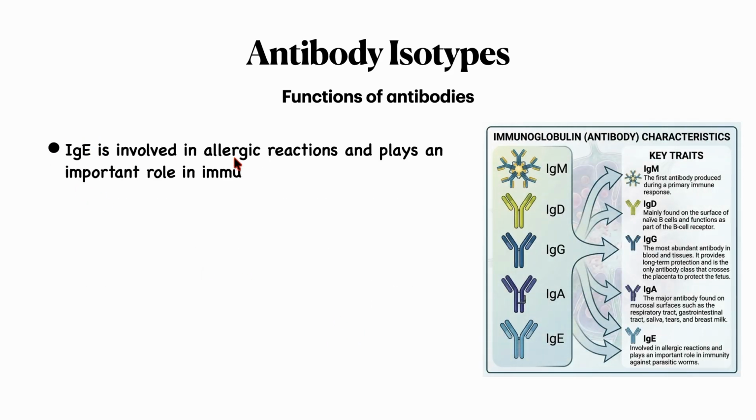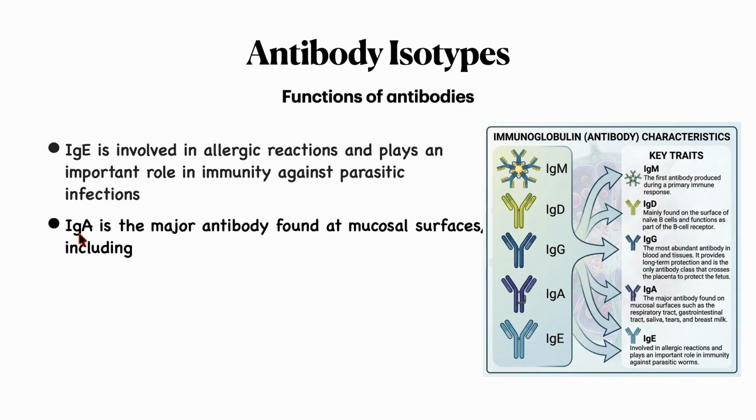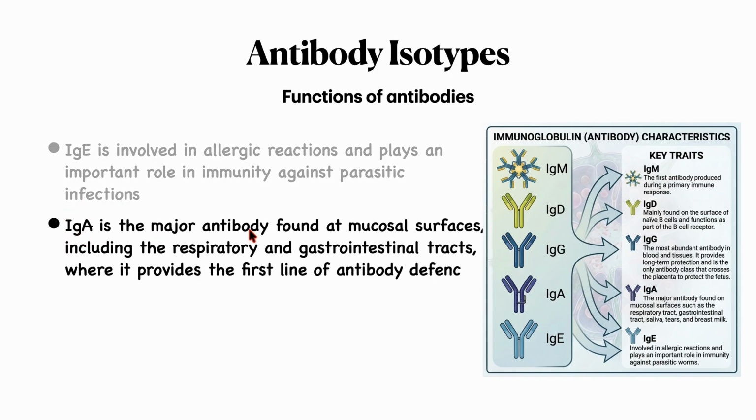IgE is involved in allergic reactions and plays an important role in immunity against parasitic infections. Finally, IgA is a major antibody found at the mucosal surfaces, including the respiratory and gastrointestinal tracts, where it provides a first line of antibody defense against invading pathogens.